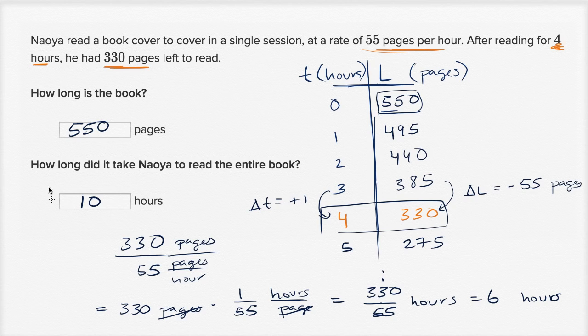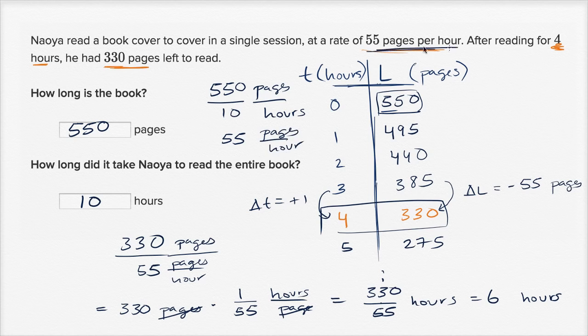And we could also see if this makes sense. If he reads 550 pages in 10 hours, what's his rate of reading? Well, 550 divided by 10, that's going to be the same thing as 55 pages per hour, which is consistent with what we just read, that he reads at 55 pages per hour.